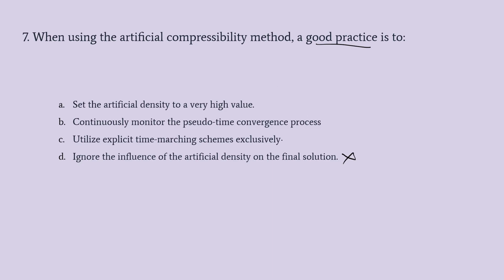Then option C, utilize explicit time marching schemes exclusively. Explicit time marching schemes means that when we are discretizing this term ∂ρ*/∂t, we will be selecting some time schemes. We have to discretize this in the time domain, and that discretization should be explicit or implicit. One I have discussed in earlier sections, explicit time marching.